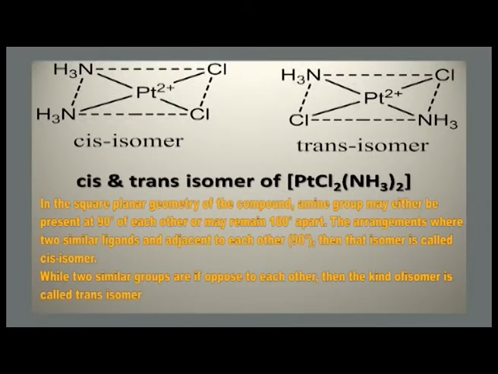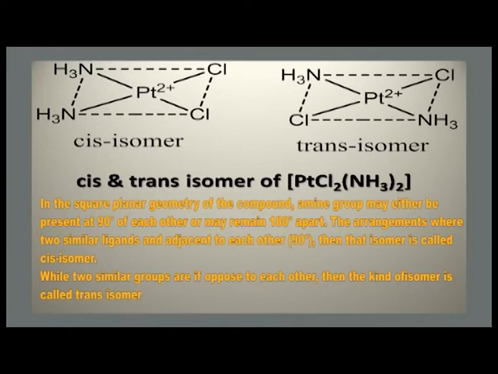For example, [PtCl2(NH3)2] is a biologically important compound and has a square planar geometry. In the square planar geometry of the compound, the amine groups may either be present at 90 degrees to each other or may remain 180 degrees apart. When two similar ligands are adjacent to each other, the isomer is called a cis isomer, while when two similar groups are opposite to each other, the isomer is called a trans isomer.